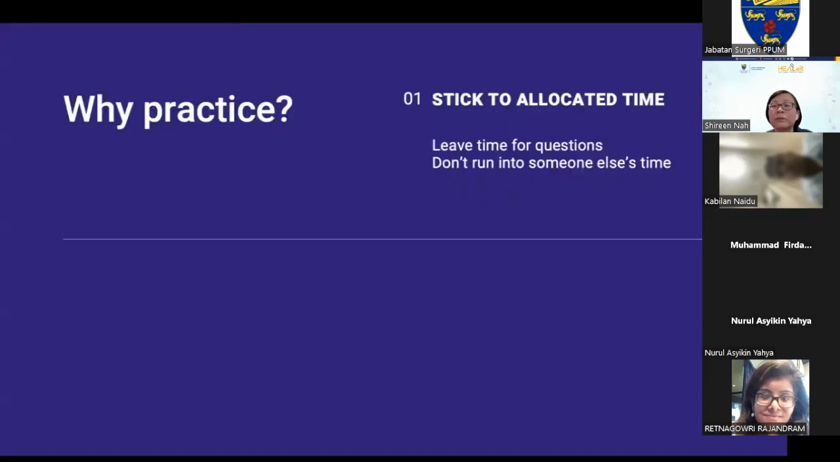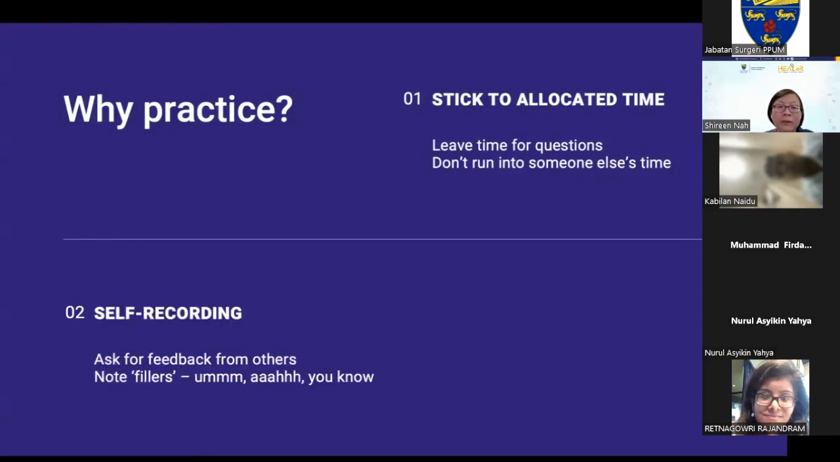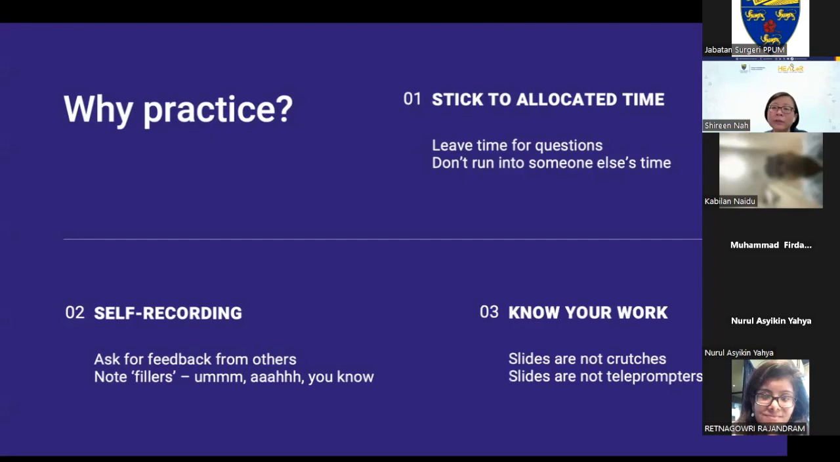It allows you to stick to the allocated time. Leaves time for questions and you don't run into someone else's time. You can also do self-recording so that you can ask for feedback from others. And then you can also listen to yourself and think, okay, I'm using too many ums, too many ahs, too many catchphrases like, you know, you know. You can also listen to yourself and do a bit of self-audit, right?